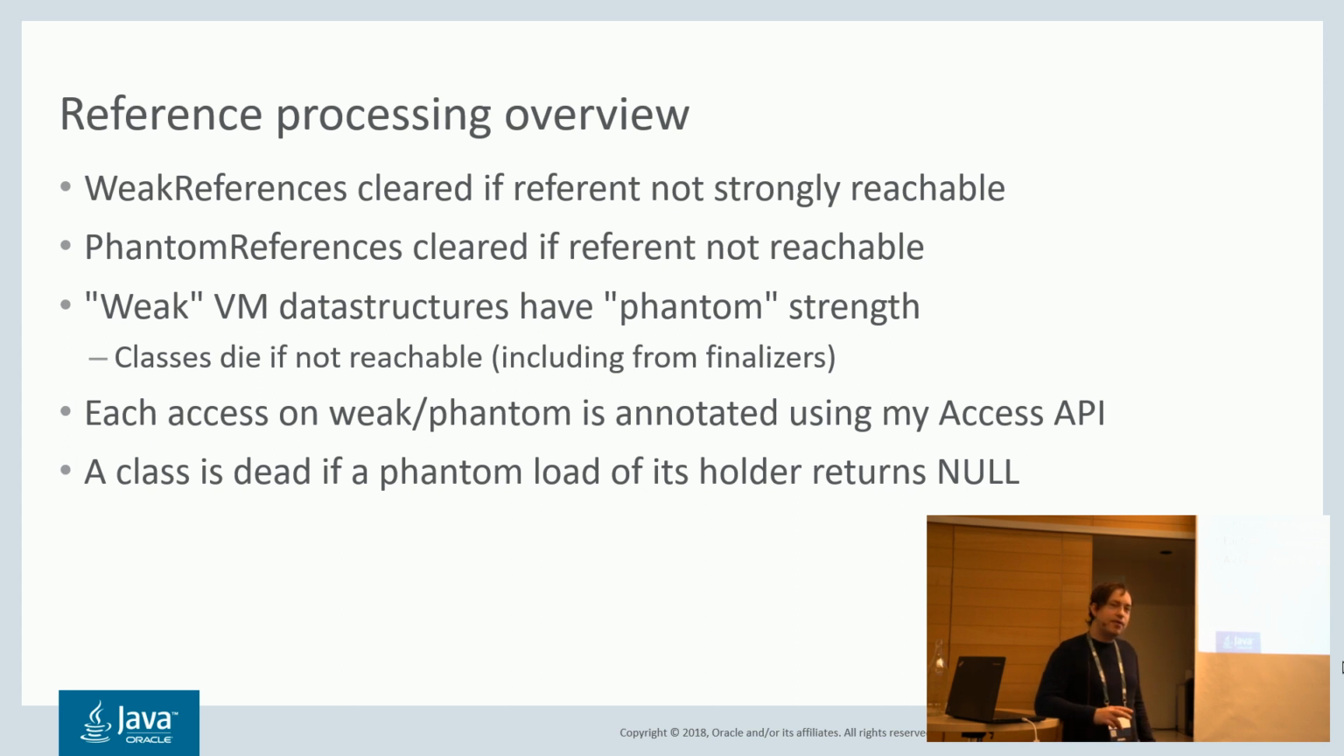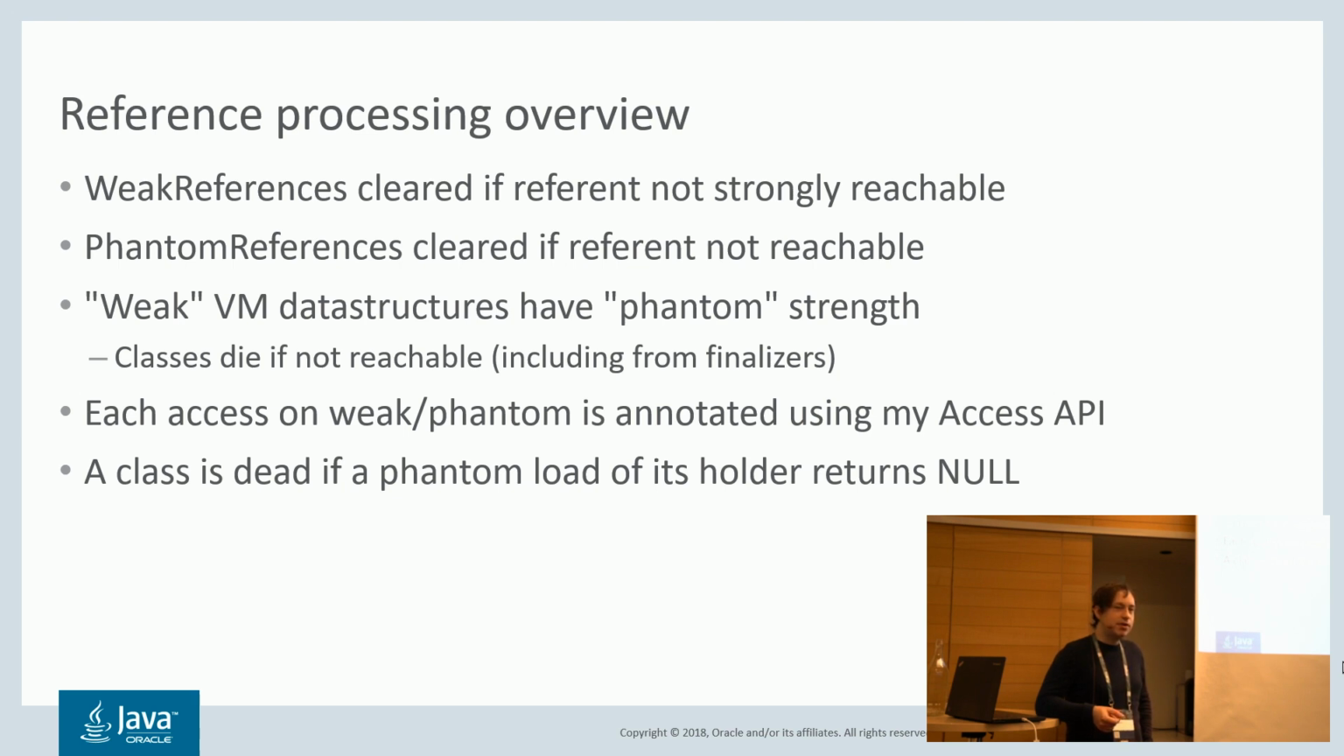So basically, the main point is that we have two different types of weak references. The normal weak reference gets cleared if the referent is not strongly reachable, but it can still be reachable through finalizers and get cleared nevertheless. And the phantom references, on the other hand, get cleared when the referent is simply not reachable at all, even through finalizers. And why is this important?